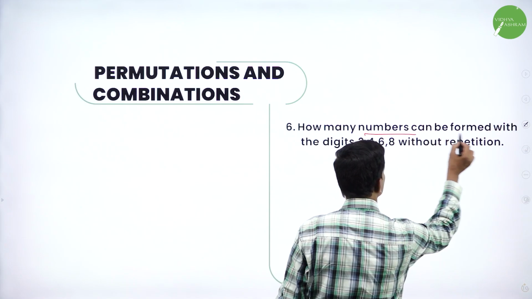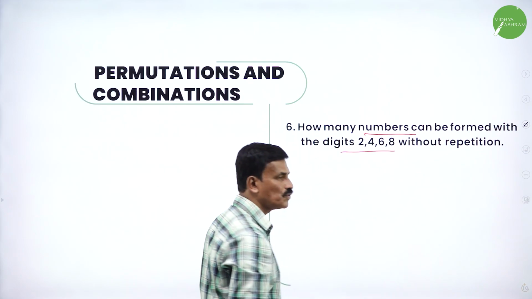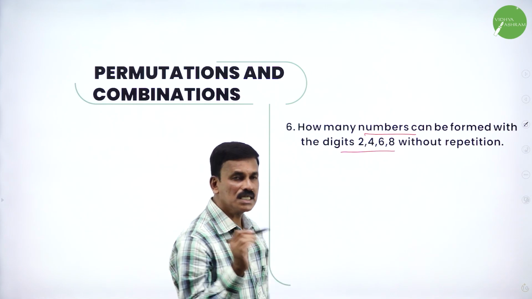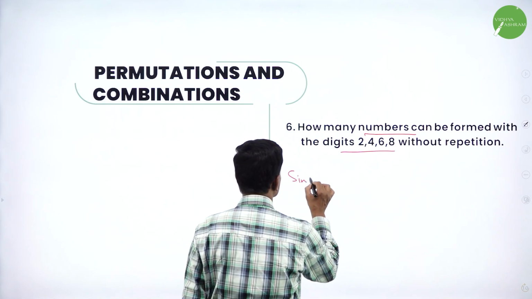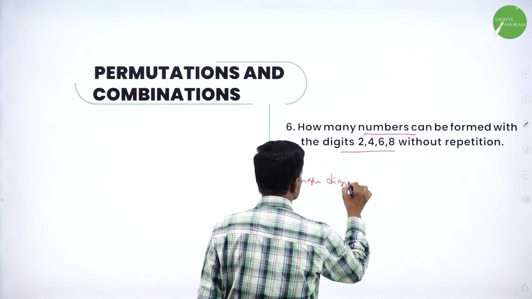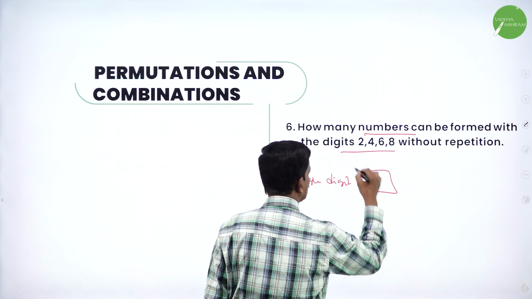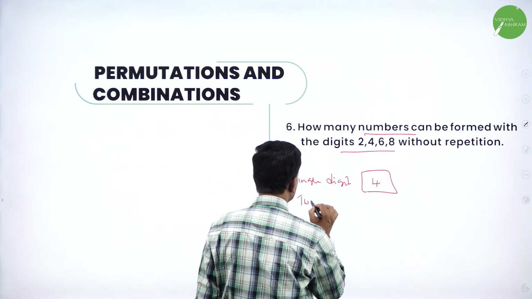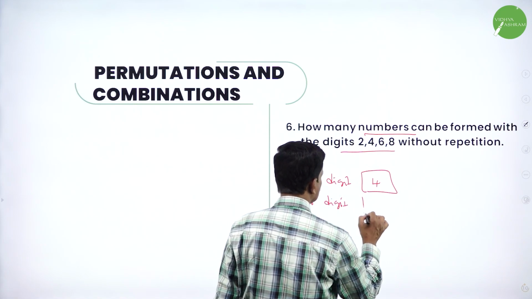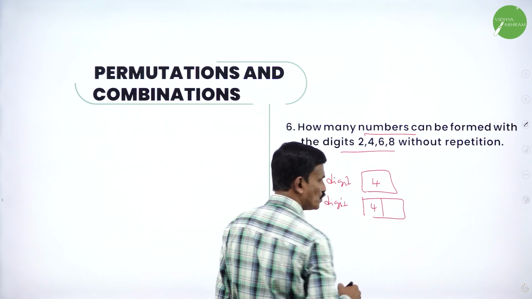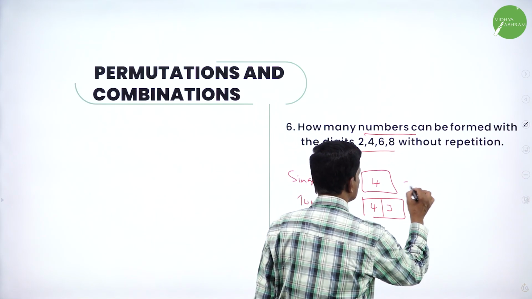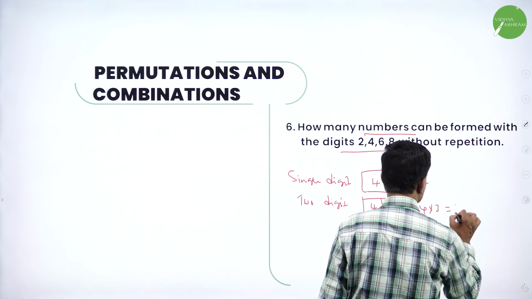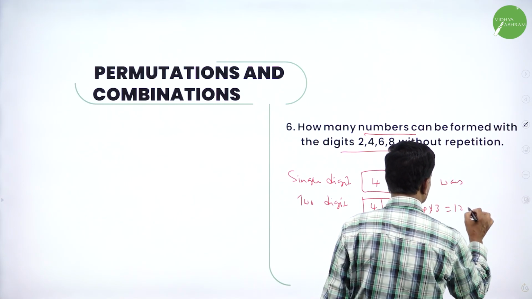How many numbers can be formed with the digits 2, 4, 6, 8? So let us write the first, the single-digit numbers. We can fill the single digit by all these 2, 4, 6, 8 in 4 ways. The two-digit numbers: first 4 and the remaining 3. So this is equal to 4 into 3, that is 12 ways.